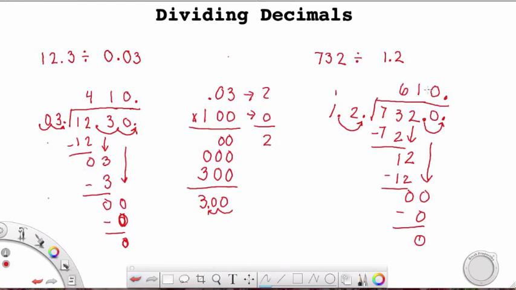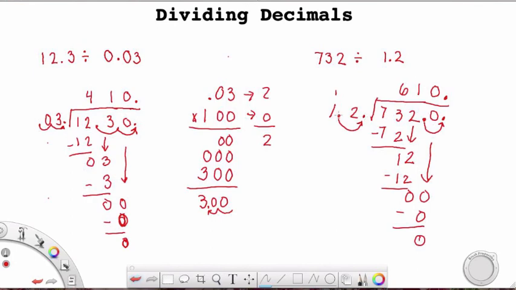Once again, you can go back and check it. Take 610, multiply it by 1.2, and your answer will be 732. So you can always check your work. But the key thing to remember here is our divisor, if it is a decimal, okay, we need to change it to a whole number by moving the decimal point to the right as many place values as needed.